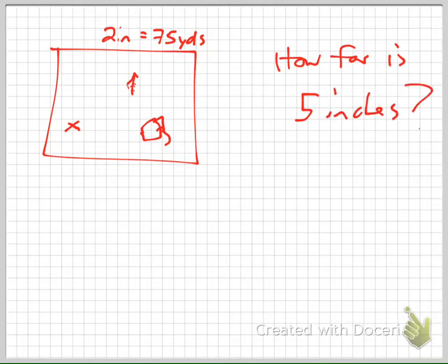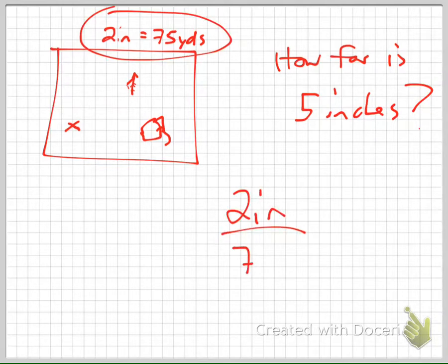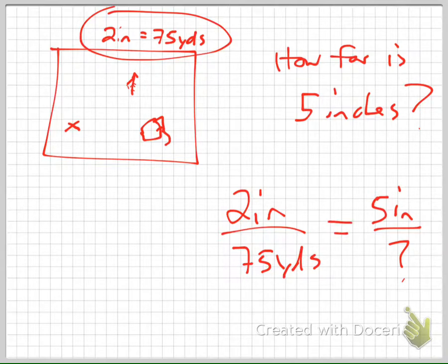How far is 5 inches? This is where you have to be able to form your proportion, right? You have to figure this out and form the proportion. The first part of the proportion is right here. 2 inches is 75 yards, right? That's the first ratio. You know that 2 inches on this map is 75 yards. And I'm now asking you, 5 inches is how many yards? Does that make sense? You got to line them up, inches and inches on the top, yards and yards on the bottom. And I'm going to put an equal sign. This is true. 2 inches is 75 yards, and I want to know 5 inches is how many yards, right?